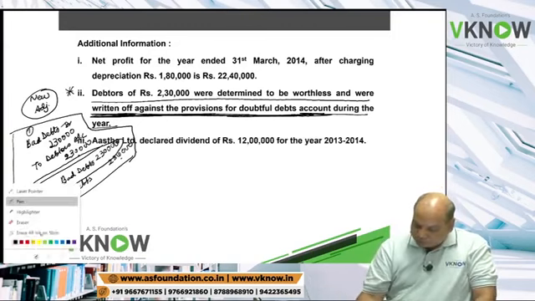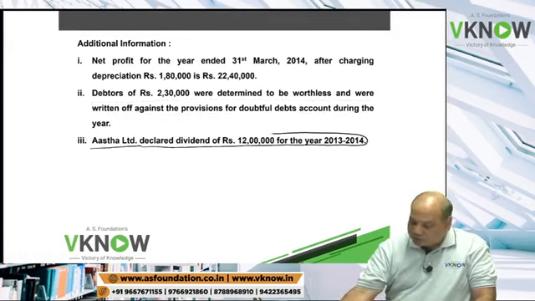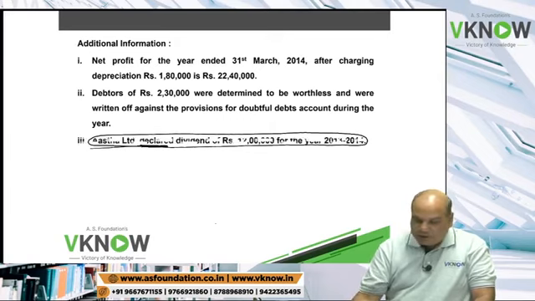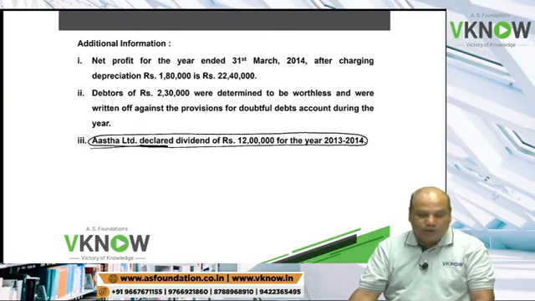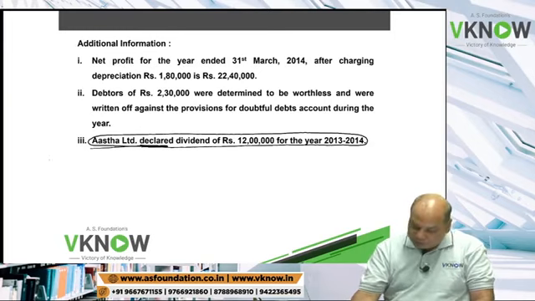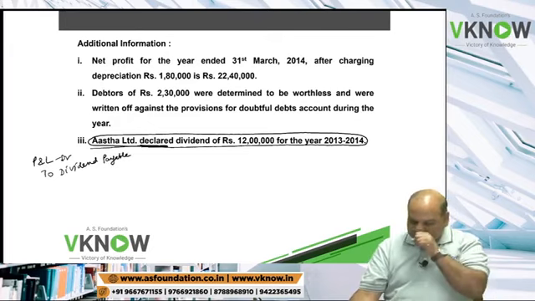Point number 3, Astha Limited declared dividend of 12 lakh. Only declared entry for dividend declared. I want to ask you, entry for dividend declared. The entry will be P&L account debit to dividend payable account.